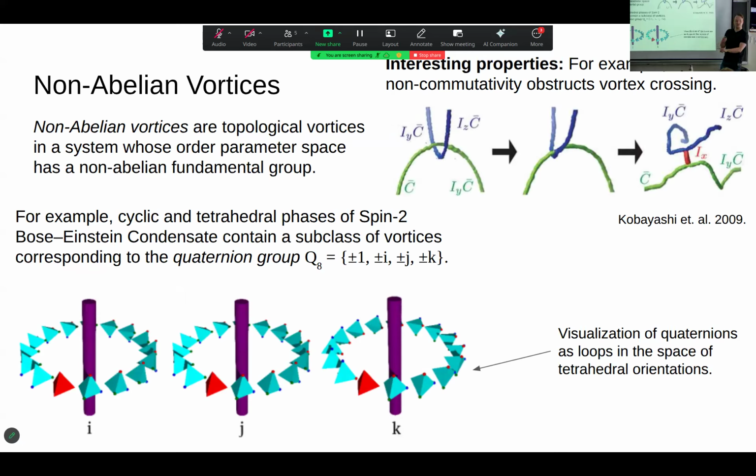going through each other. So these are from some paper that simulates, actually, I think they are even studying spin or BECs in this paper. And the idea is that these vortices essentially correspond to some elements in here. So maybe this one corresponds to I, and this one corresponds to J. And when they try to go through each other, there's a topological obstruction, which creates this extra vortex between them, which is energetically unfavorable.